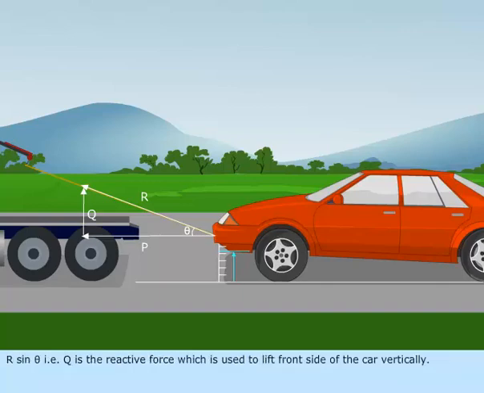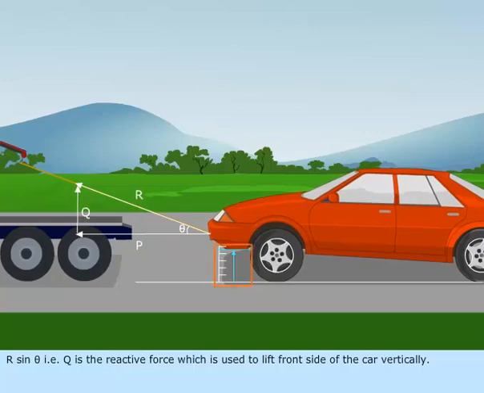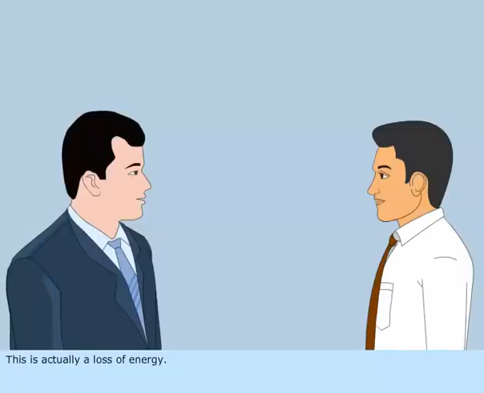R sine theta, that is, Q is the reactive force which is used to lift front side of the car vertically. This is actually a loss of energy.